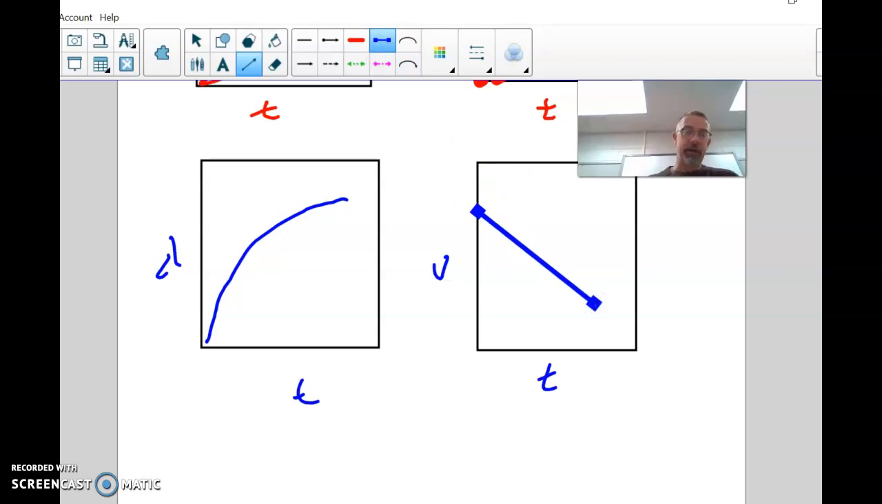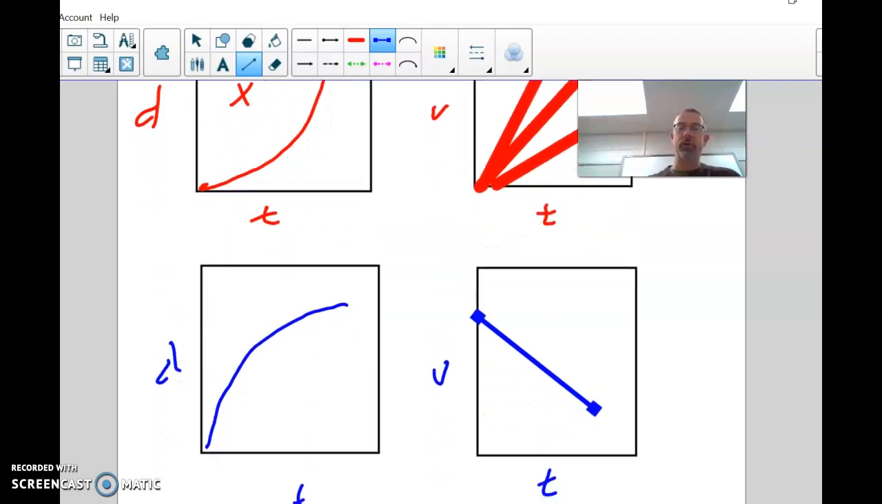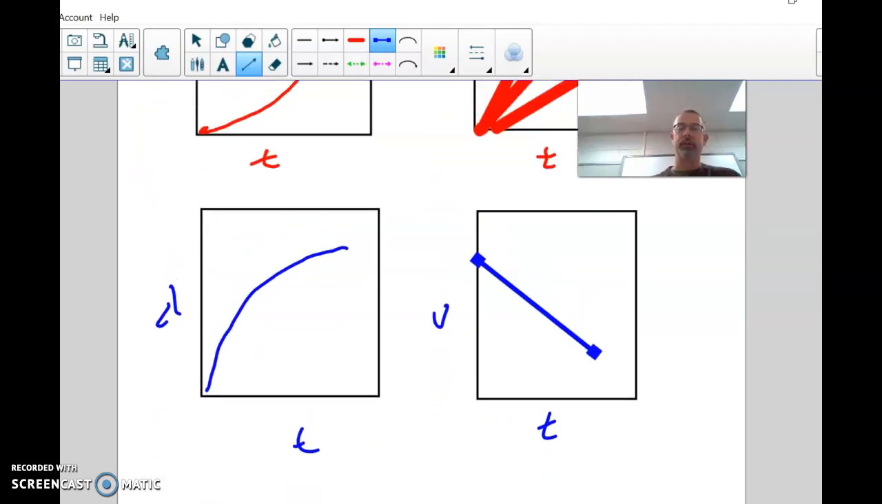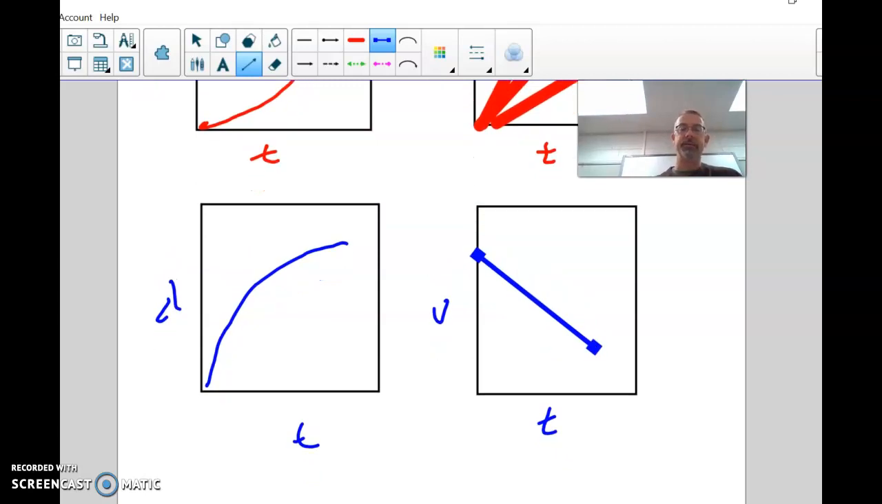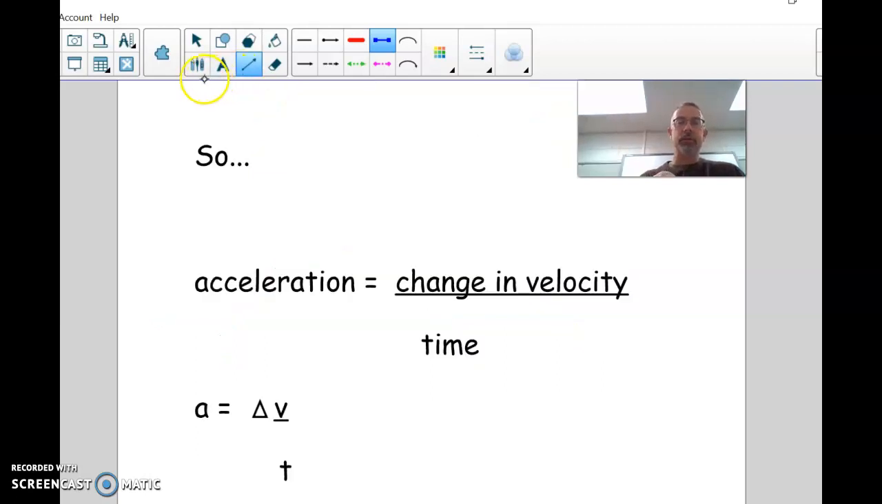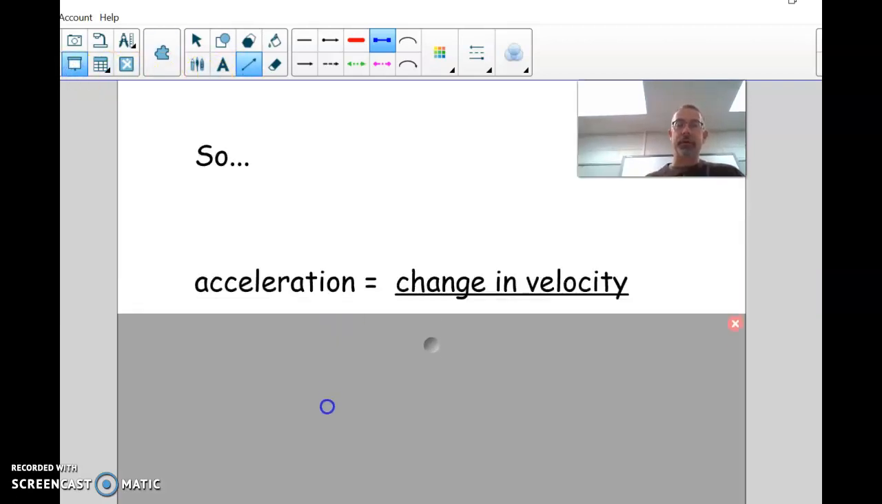So all of these graphs you should be able to interpret. We've worked through them in labs. We've done examples. So hopefully those are starting to sink in a little bit. But let's get to the nitty-gritty here. What does this look like in terms of solving a problem?